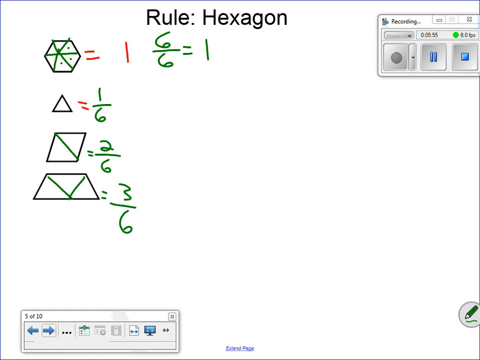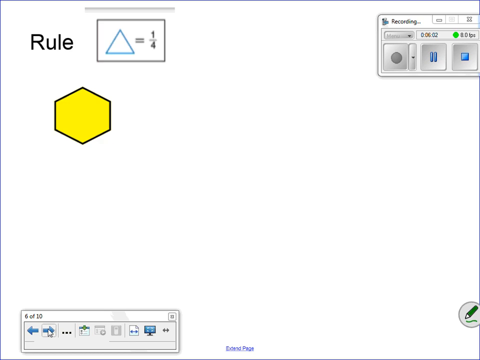You're going to be doing some problems today that look like this, and I'm going to keep on showing you some examples of how this works. Okay. Here's another problem here. So a triangle equals 1/4. So if one triangle equals 1/4, how many triangles are in this shape?